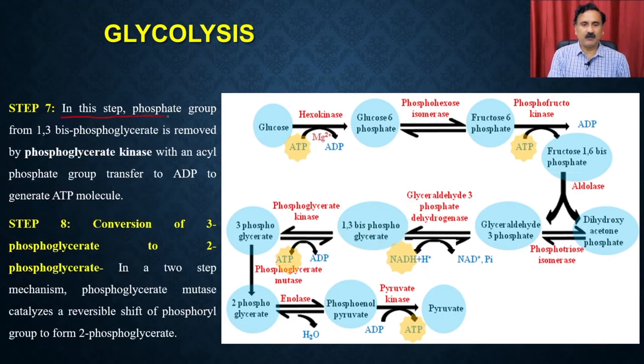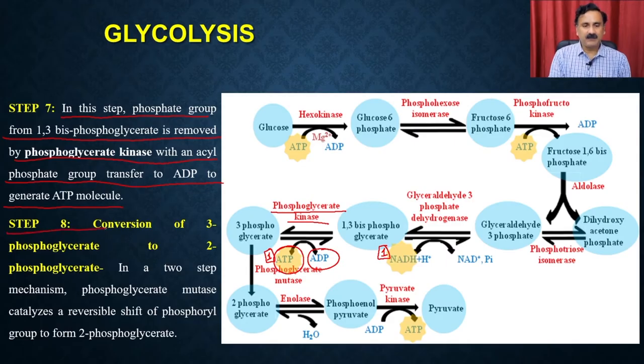In this step, the phosphate group from the 1,3-bisphosphoglycerate is removed by the phosphoglycerate kinase, with an acyl group transferred to the ADP to generate the ATP molecule. So in the next step, the phosphate from the 1,3-bisphosphoglycerate is going to be taken up by the enzyme called phosphoglycerate kinase, and that's how the ADP is going to be converted into the ATP. So this is going to be the first time when the ATP is generated in glycolysis, whereas the previous step was the first time when the NADH is generated.